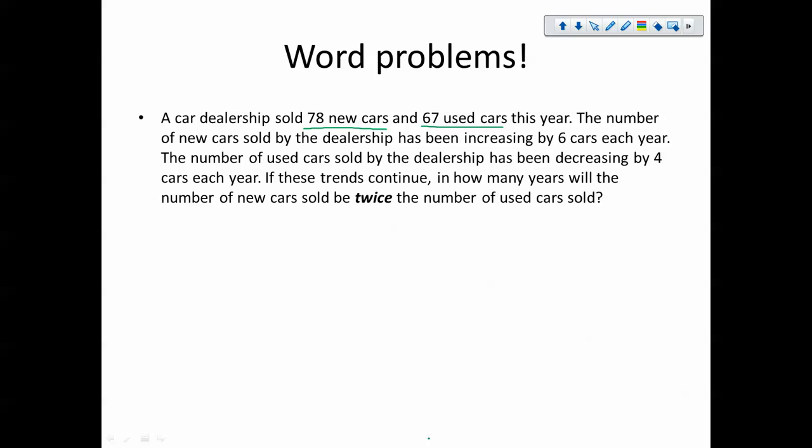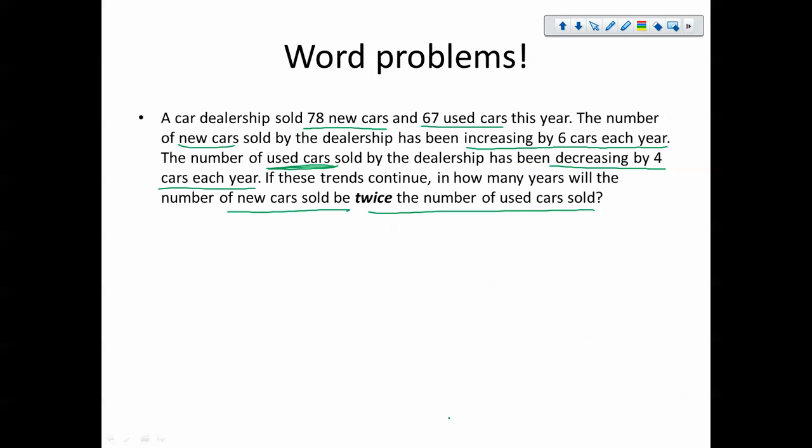The number of new cars sold by the dealership has been increasing by 6 cars each year. The number of used cars sold by the dealership has been decreasing by 4 cars each year. If these trends continue, in how many years will the number of new cars sold be twice the number of used cars sold? All right.